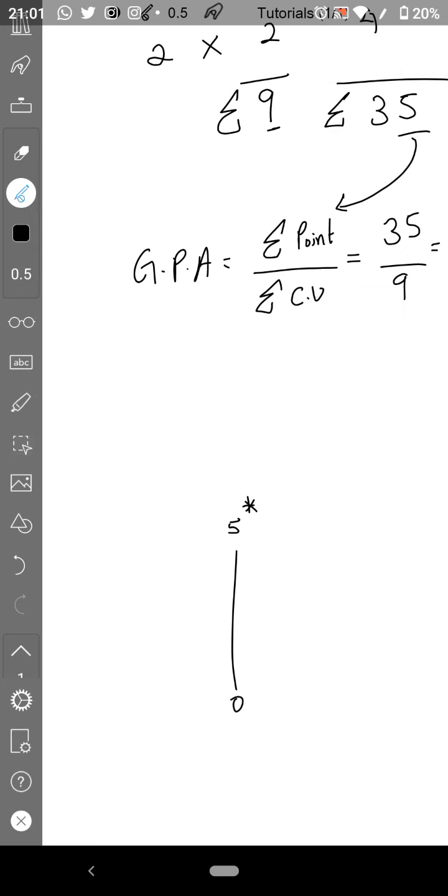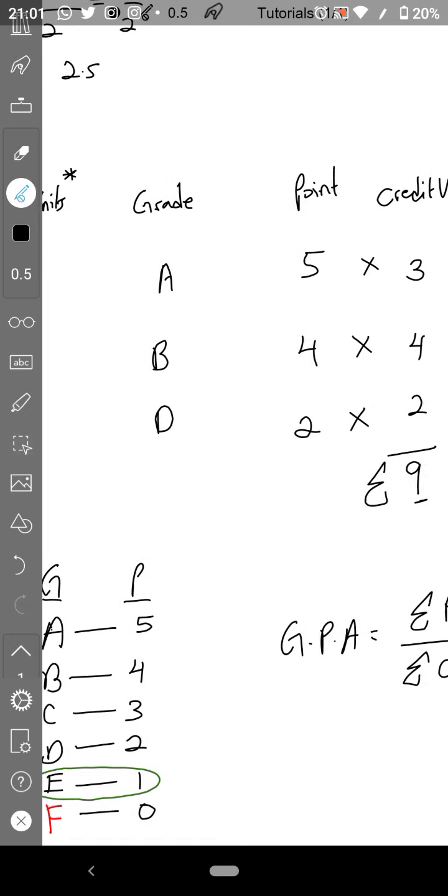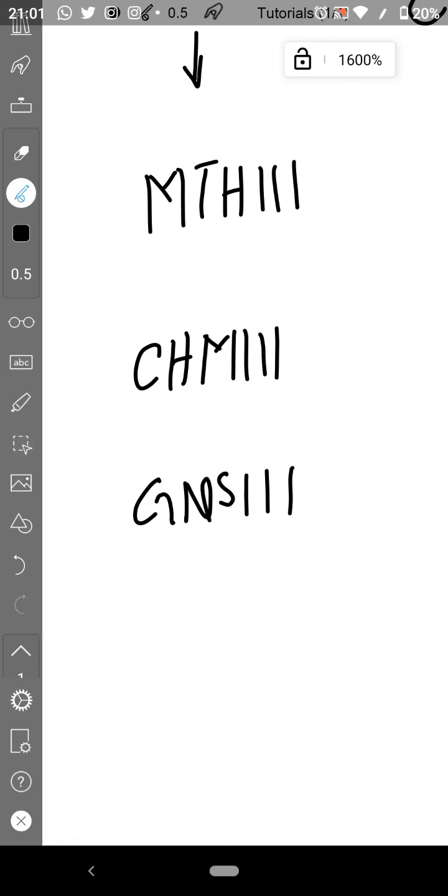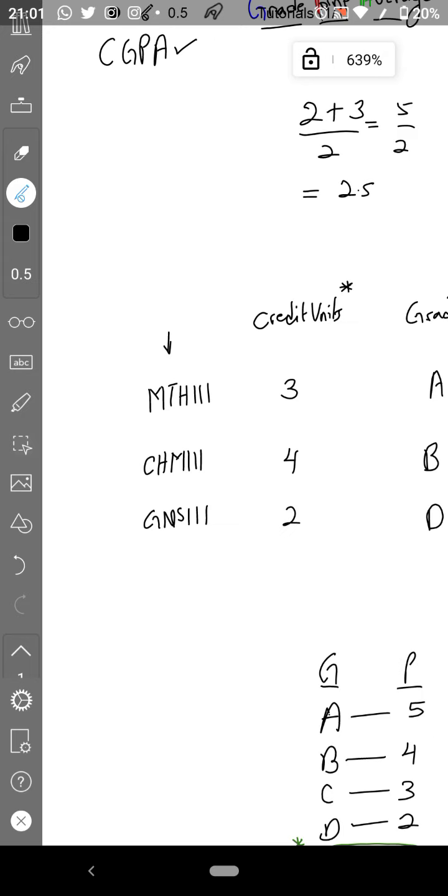Now coming to second semester, we're going to tweak this a little bit, such that these courses would be Maths 121, Chem 121, and GNS 121.